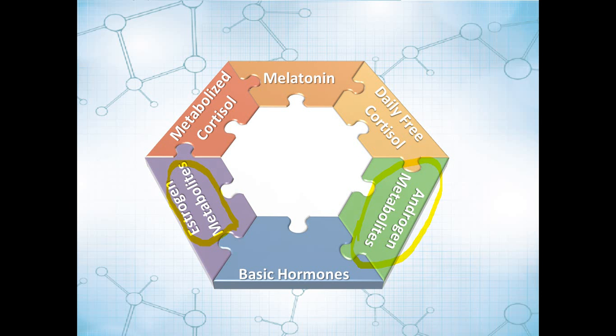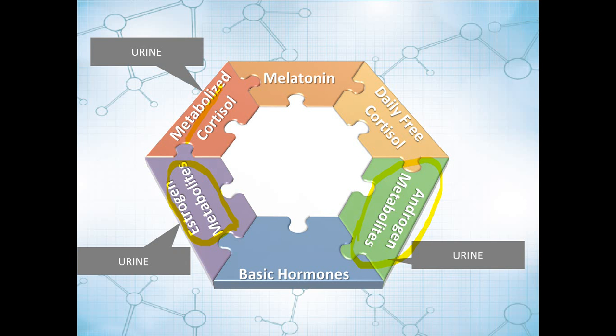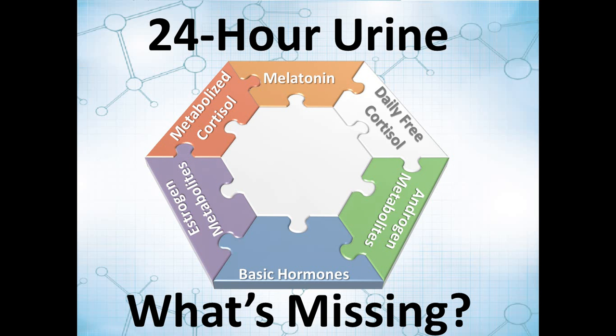When we're looking at the adrenals, we want the daily free cortisol pattern, which is huge, but we'd also like to see metabolized cortisol. We're not going to talk too much about adrenals here, but the point is, you can get a lot of that stuff in urine, but the free cortisol pattern you can usually only get in saliva. And so when I look at a 24-hour urine, that's got the most information, but it's missing the daily free cortisol and the easy patient collection.